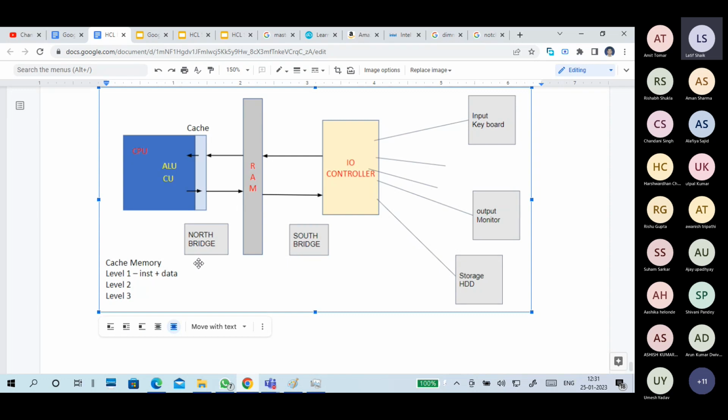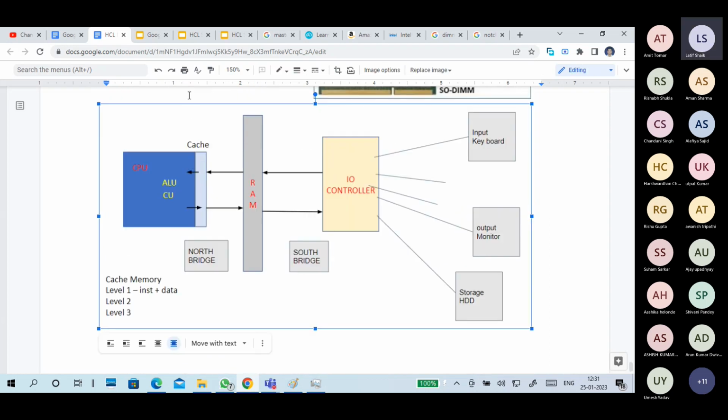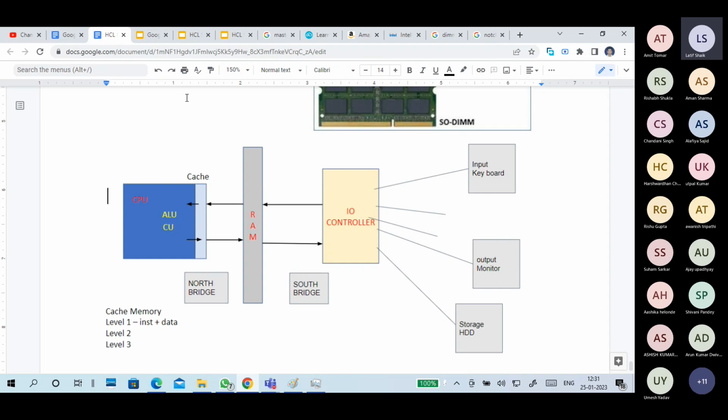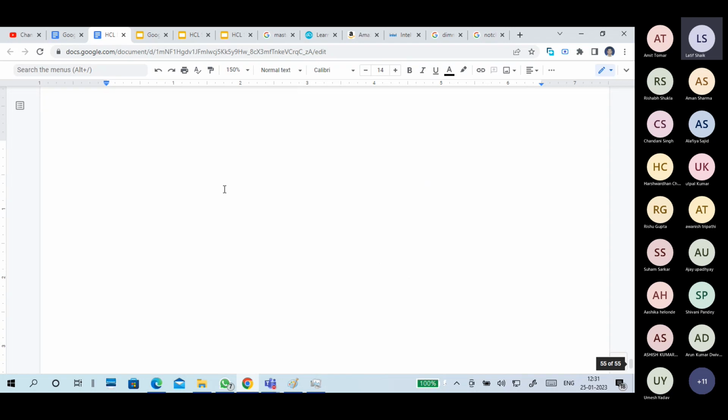So this is about how the original diagram works: CPU, RAM, north bridge, south bridge, I/O controller, and cache memory. After the break, we will discuss ROM and BIOS kind of stuff.